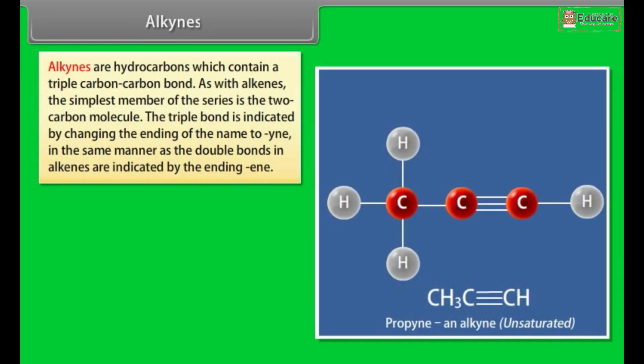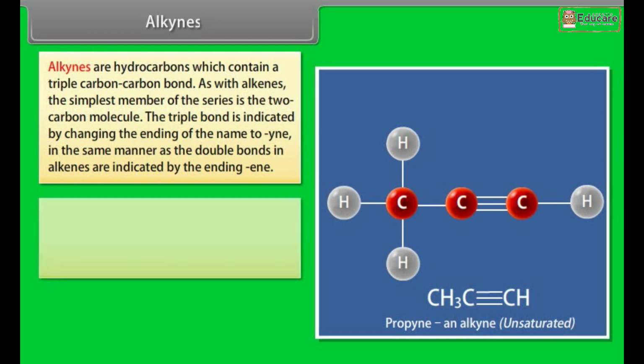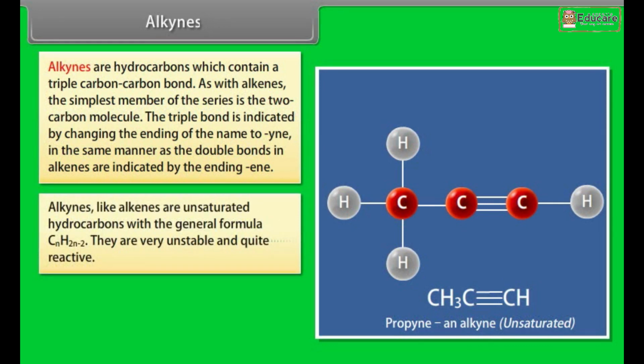Alkynes. Alkynes are hydrocarbons which contain a triple carbon-carbon bond. As with alkenes, the simplest member of the series is a 2-carbon molecule. The triple bond is indicated by changing the ending of the name to "-yne", in the same manner as the double bonds in alkenes are indicated by the ending "-ene". Alkynes, like alkenes, are unsaturated hydrocarbons with the general formula CnH2n-2. They are very unstable and quite reactive.